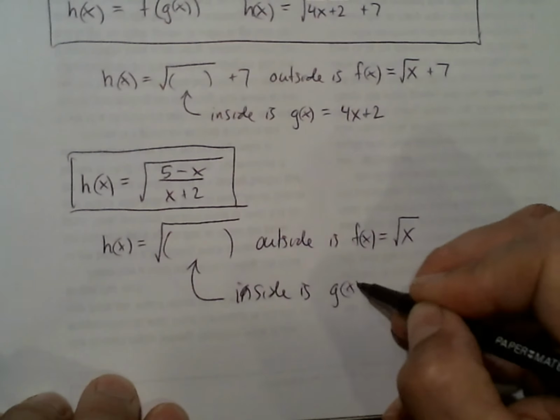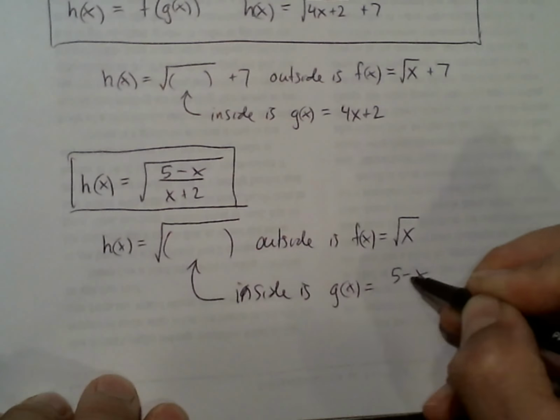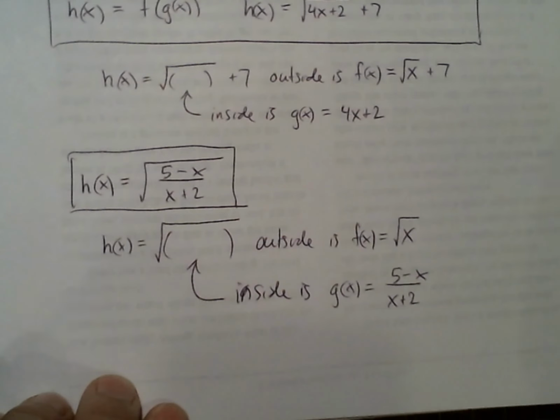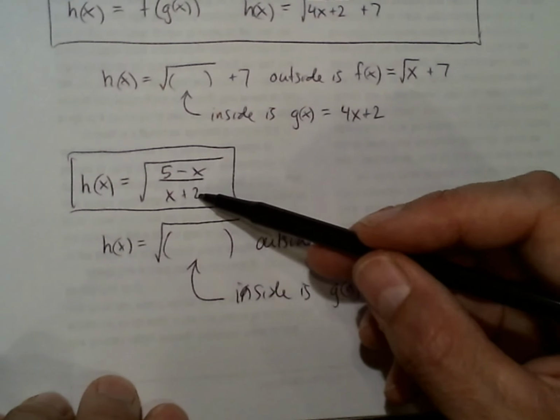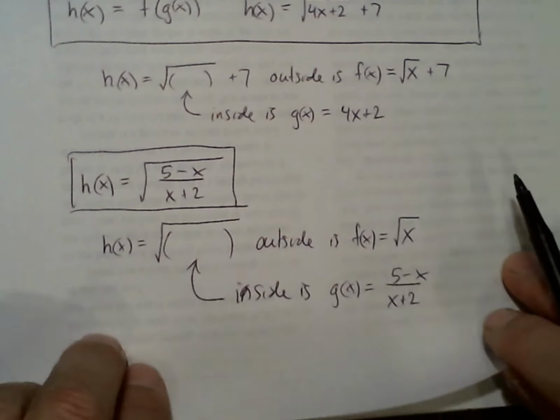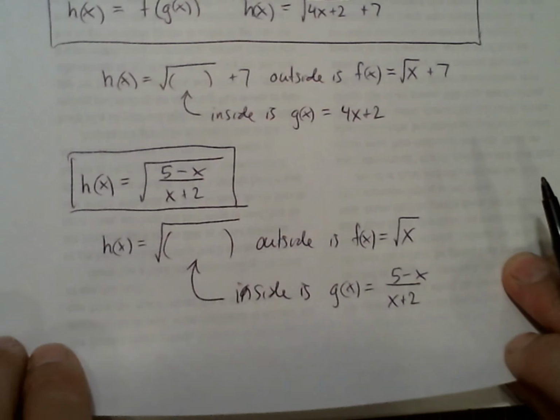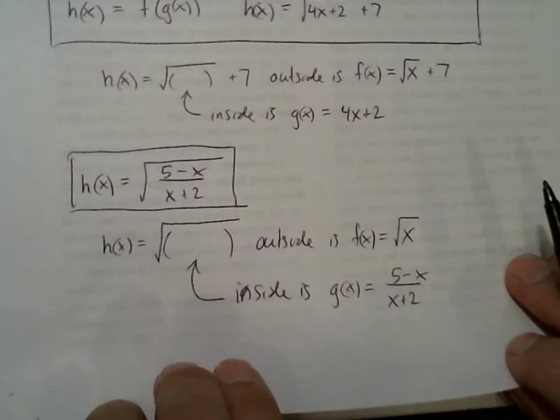g of x equals, that's one way to do it. You could also say that g of x is either 5 minus x or g of x is x plus 2. Those would also be correct. And here's another one.